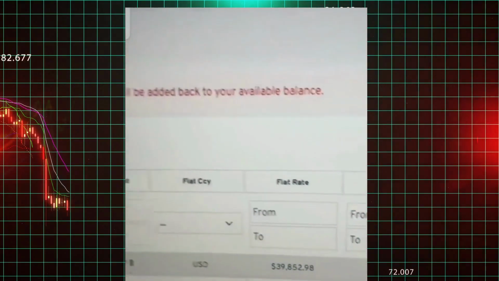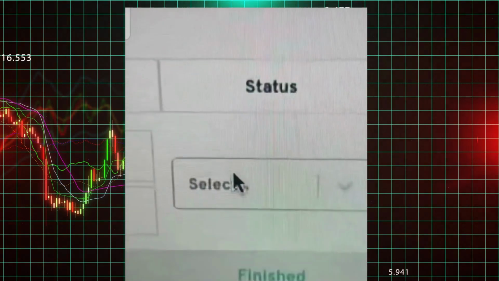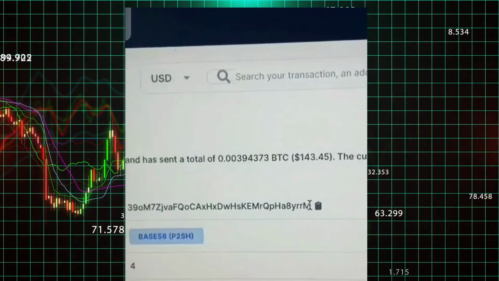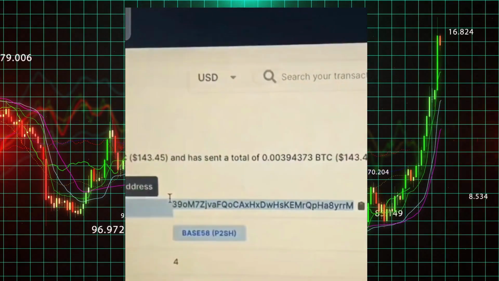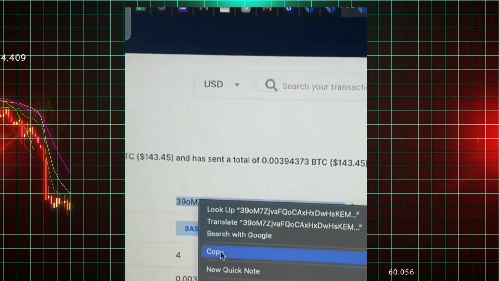$120 worth of Bitcoin. It's going to say pending at first. It takes a little while. Finished. Now once it's finished, this is what you do. It's going to redirect you over to blockchain.com. Now that it's in Coinbase, we need to send it to KOT. So we copy our address here.